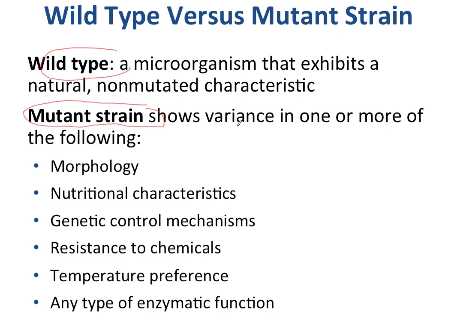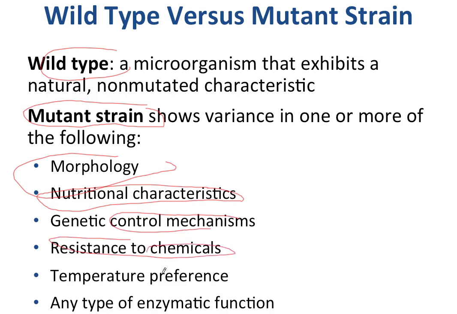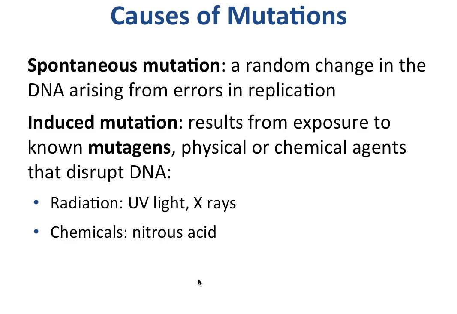So it can cause the change of the trait, such as the morphology change, nutritional characteristics change, the control mechanism change, or the resistance to certain chemicals, temperatures, and any type of enzyme functions. So those can all be considered as mutant traits.